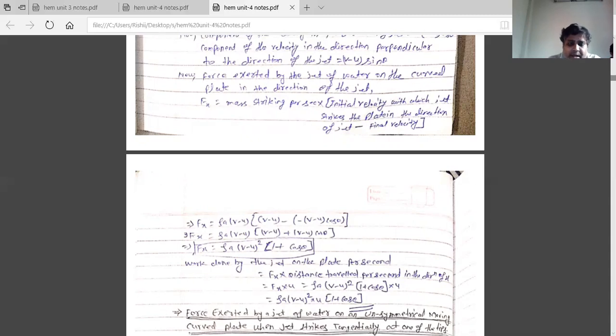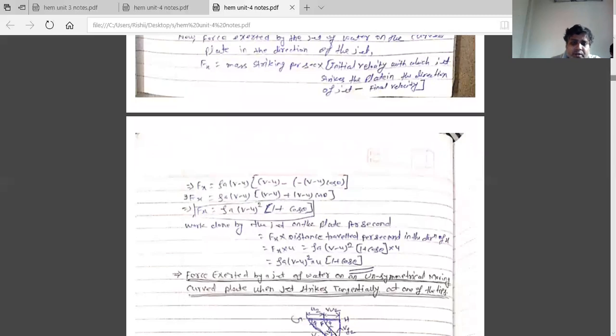That means Fx is equal to rho a (v minus u) plus (v minus u) cos theta. The final equation in the direction of the jet is Fx equal to rho a (v minus u) whole square into (1 plus cos theta). Now in this case the plate is also moving, so work done will be possible. Hence, the work done by the jet on the plate per second is Fx into the distance traveled per second in the direction of x, that means Fx into u. Fx is rho a (v minus u) square into (1 plus cos theta), into u. That is, the final work done per second is rho a (v minus u) whole square into u into (1 plus cos theta).